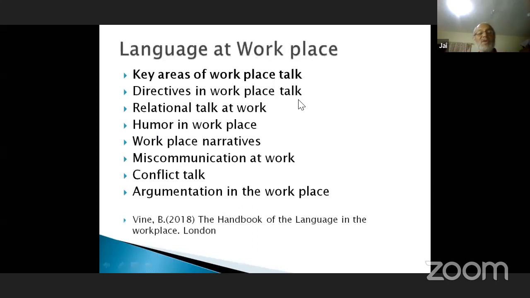Then, now applied linguistics is moving towards language at work also. If you look at this book, the Handbook of Language in the Workplace, this is the Routledge Handbook. You can download it. So the key areas of the workplace that this book talks about, the articles and the research done, are on directives in workplace talk.